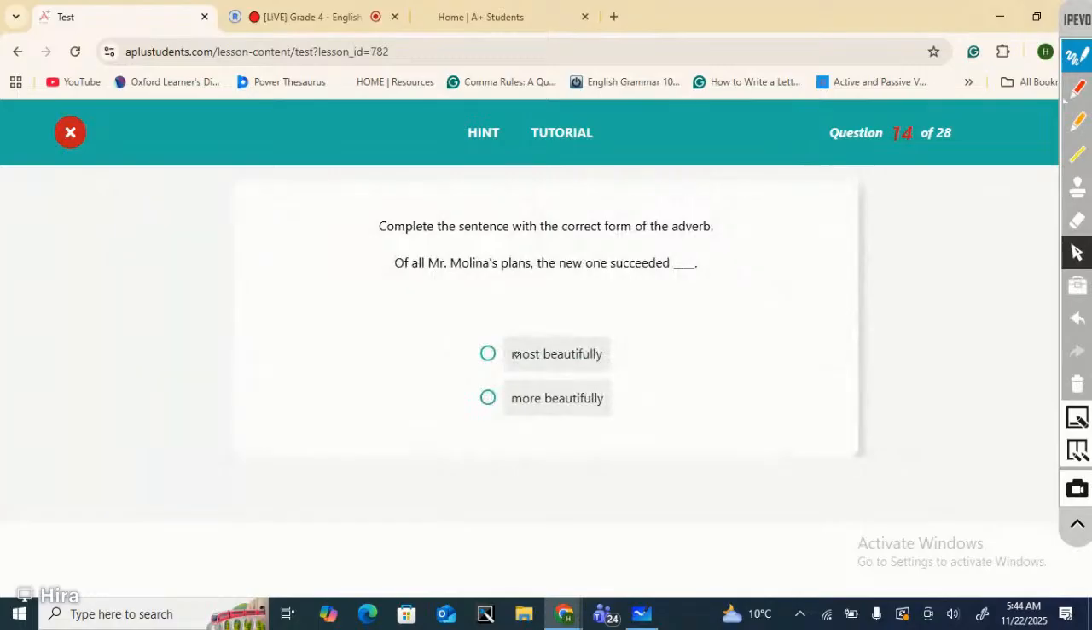Okay, guys, I hope you understand adverbs that compare and you can identify how adverbs compare. I'm going to end the class here. You can complete the test after this class and you can practice more.